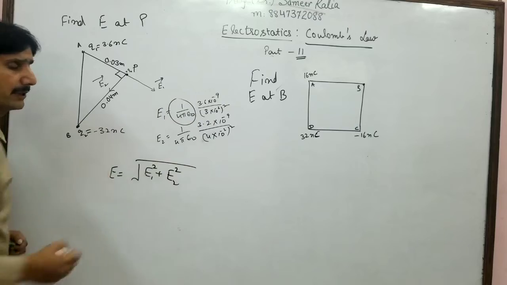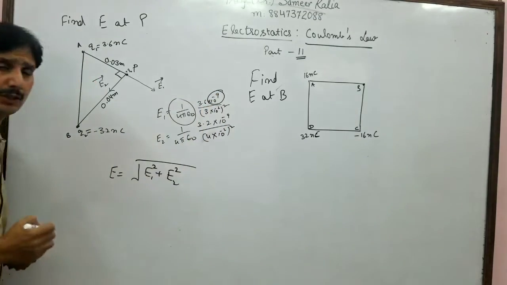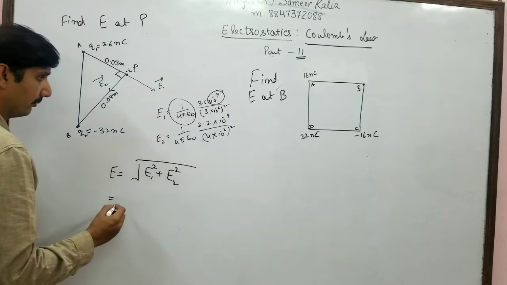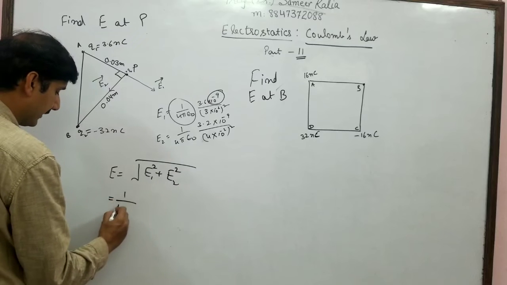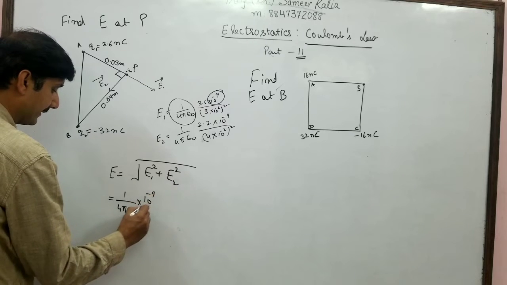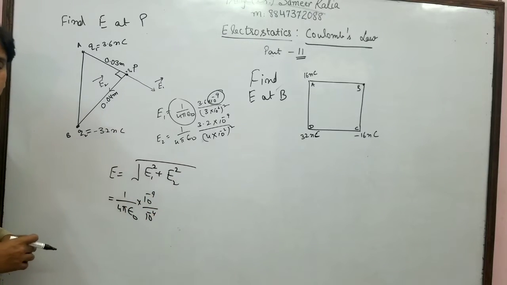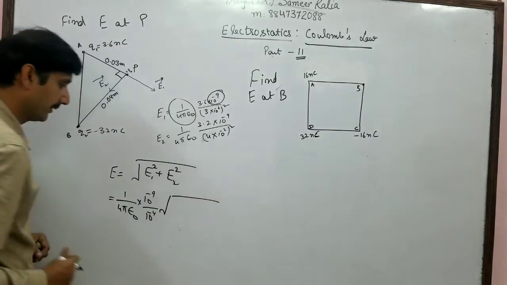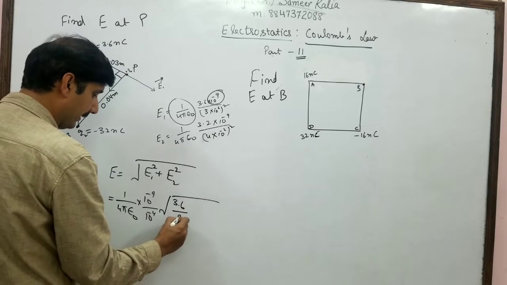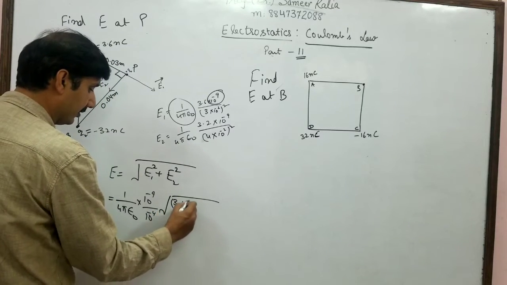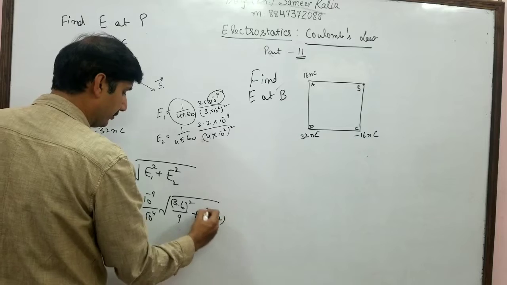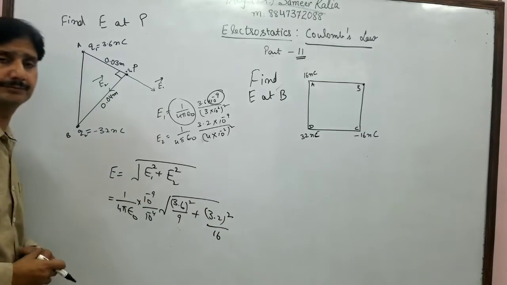I know 1 by 4 pi epsilon naught is common, 10 raised to the power minus 9 is common, and 10 raised to the power minus 2 the square, that is 10 raised to the power minus 4, is also common. So I write down the common terms outside this square root: 1 by 4 pi epsilon naught into 10 raised to the power minus 9 divided by 10 raised to the power minus 4. These were the terms which were common, and the remaining term is 3.6 square divided by 3 square, which is 9, plus 3.2 square divided by 16.